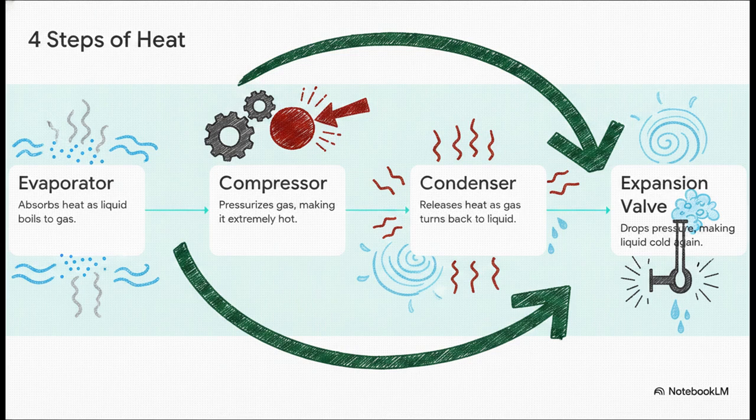Finally, step 4 is the expansion valve. It forces that liquid through a super tiny hole, which causes a massive pressure drop. You know how spraying an aerosol can makes the nozzle feel freezing cold? It's exactly like that. The pressure drop makes the liquid ice cold again, and boom, it heads right back to the evaporator to start the whole cycle over.